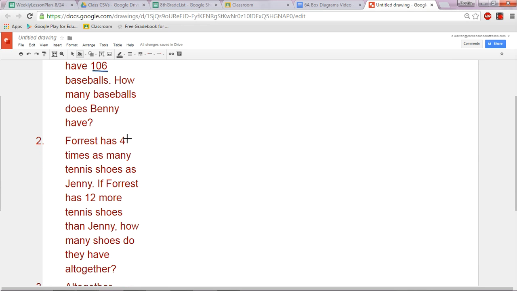Okay, Forrest has 4 times as many tennis shoes as Jenny. If Forrest has 12 more tennis shoes than Jenny, how many shoes do they have altogether? Okay, well, let's go through this. Let's circle our important information. Forrest has 4 times. Let's also underline the times here. That's important. He has 4 times as many shoes as Jenny.